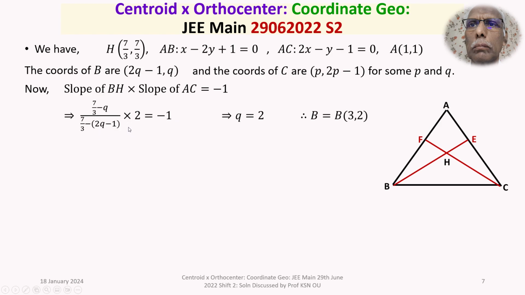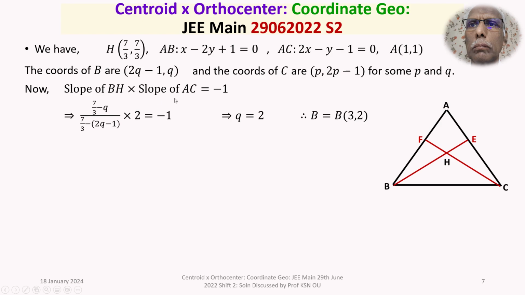Take the LCM and compute the value of Q. The value of Q can be easily found out. That will be Q is equal to 2. If Q is equal to 2, B is 2Q minus 1. 2 3s are 2, 2 2s are 4 minus 1, 3, and Q is 2. So the coordinates of B we have obtained.